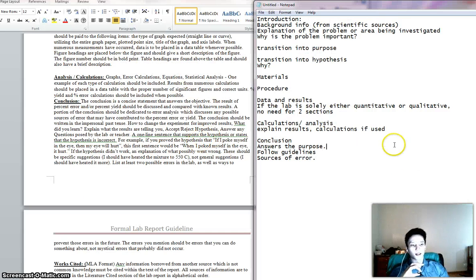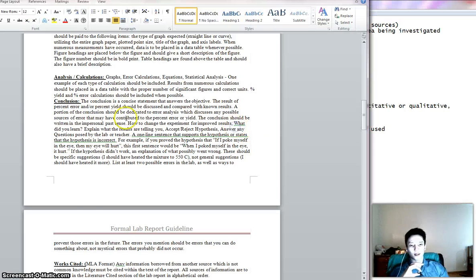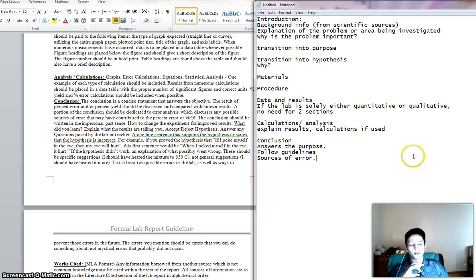Lastly, conclusion. I'm not going to go into the conclusions at all, pretty much, because of how many guiding questions I give you and how much material I have. But the general purpose is you're going to answer the purpose, answer the objective. What I mean is you're going to tie everything back to the objective. Follow these guidelines, follow these questions that I'm asking you, and lastly, finish with sources of error.